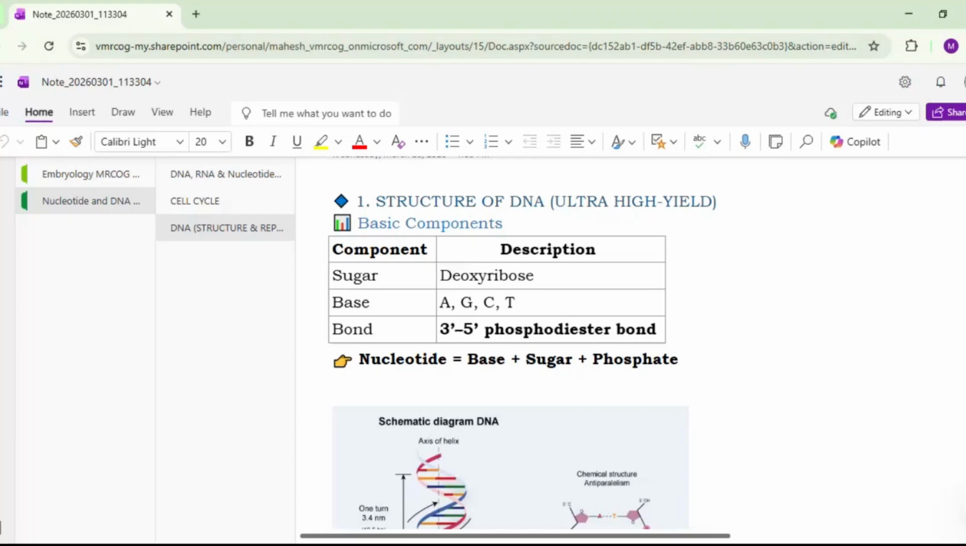So today we are going to discuss the structure of DNA. Okay, this is a very important topic from the examination point of view. Certain things we have already seen about the purines and pyrimidines, etc. in the last session. So let us talk about the DNA.